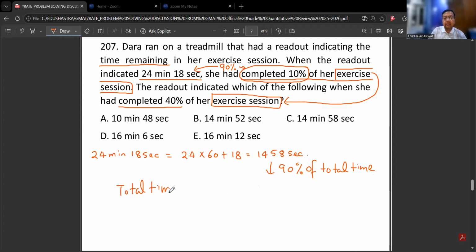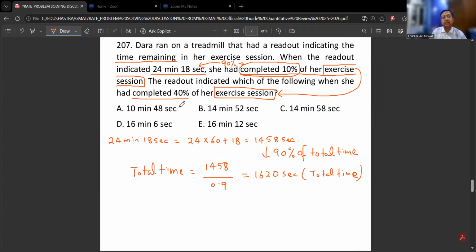What is the total time? This is 1,458 divided by 0.9. Simplifying this, you are getting 1620 seconds. And this is my total time. Okay. Now this is saying what?